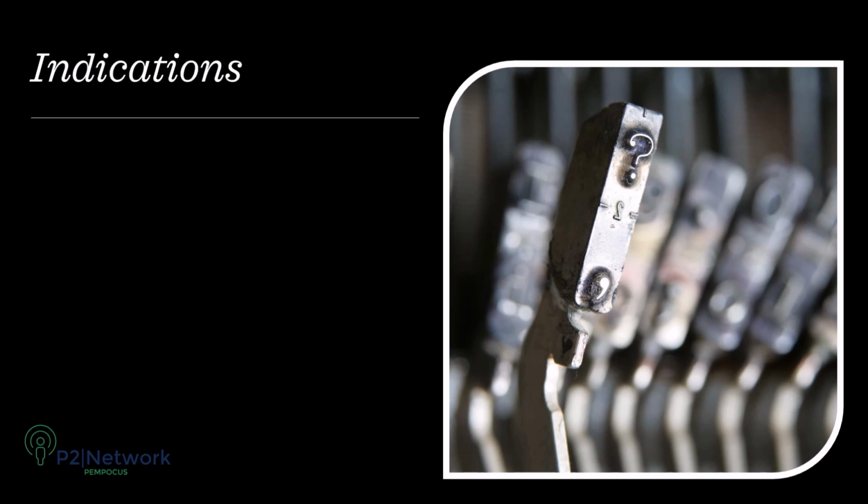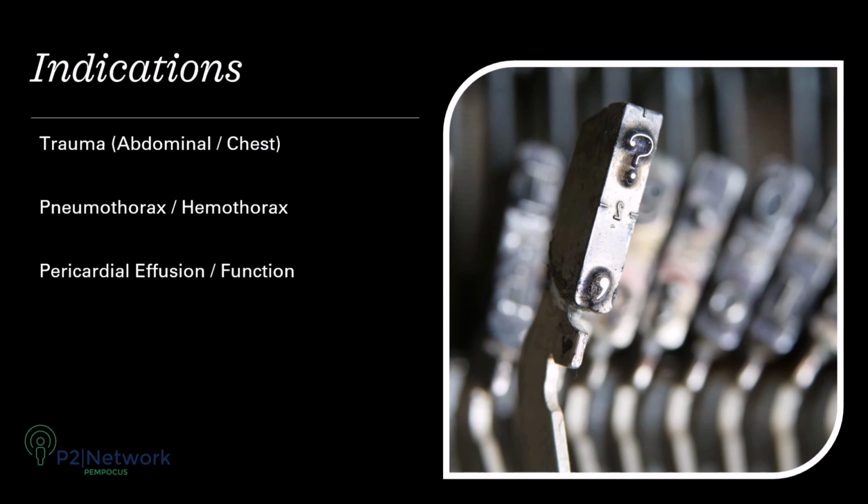The indications for the FAST exam include trauma, where you will be looking for free fluid in the abdomen and the pleural space, which in the setting of trauma is presumed to be blood. You will use it to look for pneumothorax and hemothorax, pericardial effusion, and to assess basic cardiac function. There are questions about whether this is better used in the setting of severe versus mild trauma, which will be affected by the resources available to you. And the FAST exam becomes even more important when CT scan and labs may not be available.